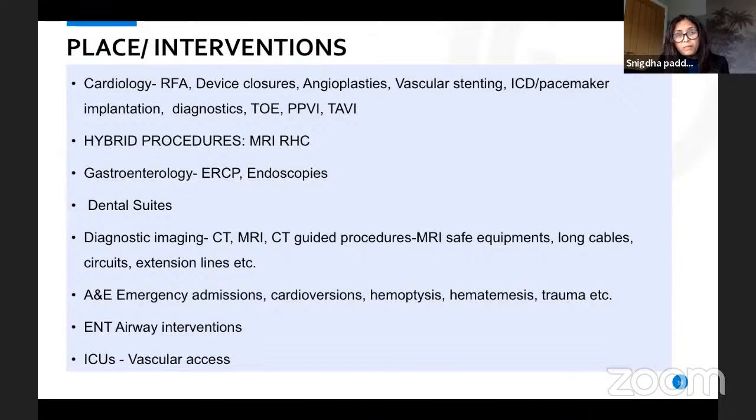We are also meant to work in different locations like cardiology, gastroenterology, dental suites, diagnostic imaging places, A&E department, ENT, and ICUs. Each of these places has a different layout, different equipment, machines, different kinds of procedures, and performers. So if we are going to give anesthesia to patients in all these different locations, we are supposed to know the details of all these places, and we should be familiar with them before we go ahead.